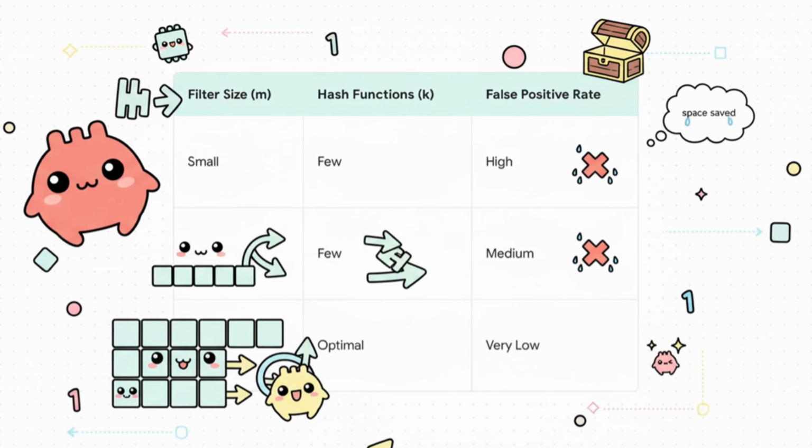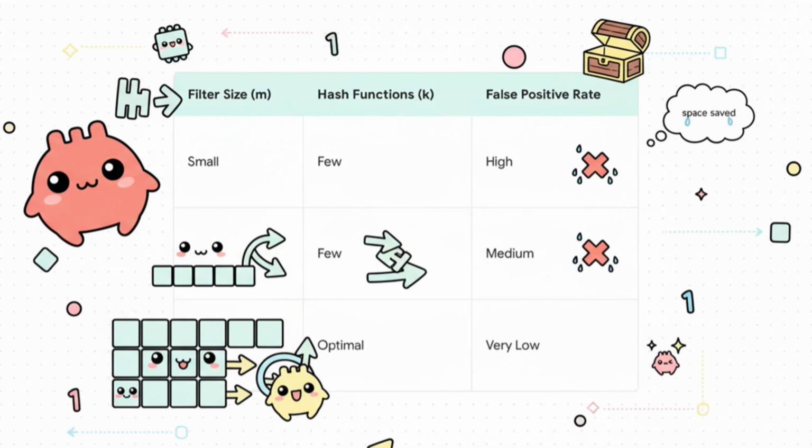And the best part? It's not a one-size-fits-all solution. It's totally tunable. You get to decide on the trade-off between space and accuracy. You can see it here. If you go with a really small filter and just a few hash functions, hey, you save a ton of space, but your false positive rate is going to be higher. But if you're willing to use a larger bit array and you pick the optimal number of hash functions, you can get that false positive rate down to almost nothing while still being way, way more space efficient than any other option.